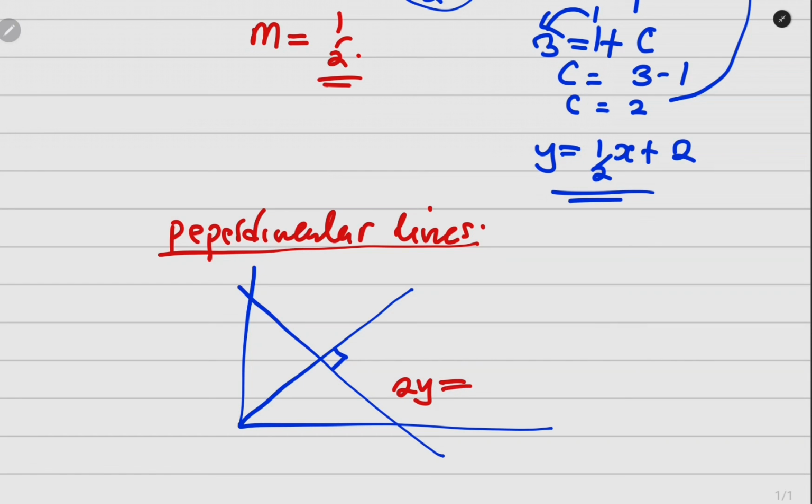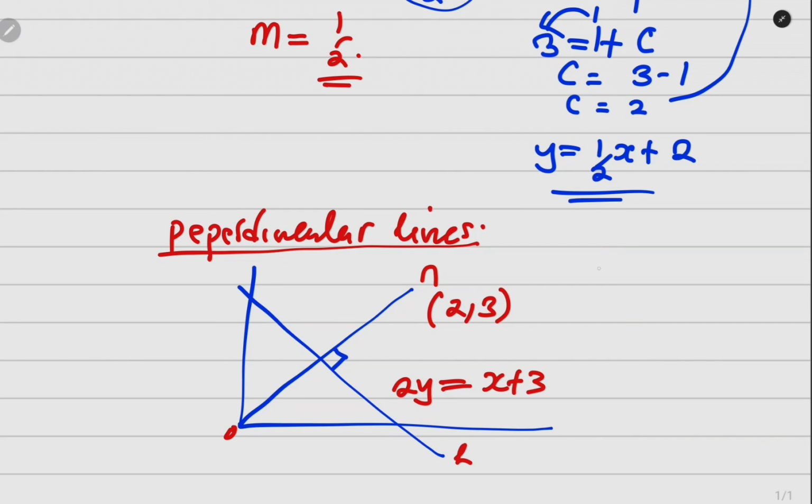Let us say the equation for this line is 2y equals x plus 3. Let's say this is line L and this is line N. Then you're asked to find the equation of the line. So the equation of this line L is this one. Then they ask you to find the equation of the line N, which is perpendicular to line L, passing through (2, 3). Find its equation if it passes through (2, 3).